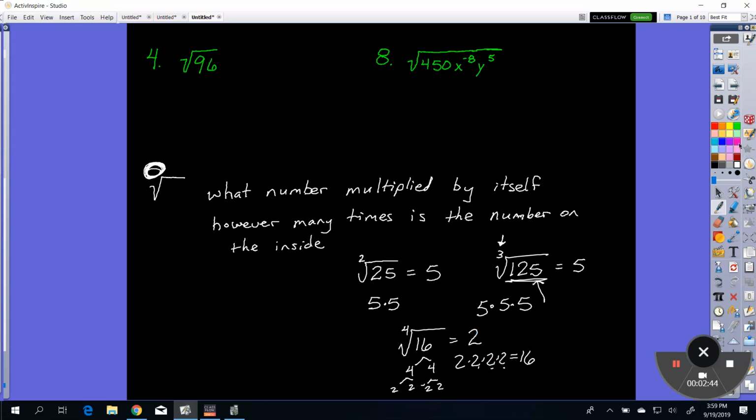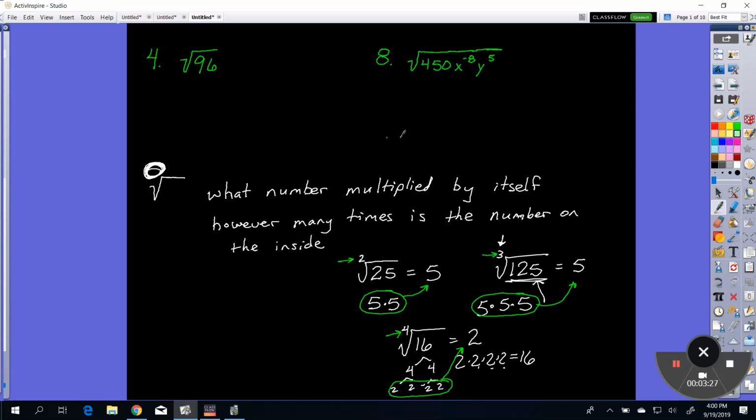So what you're really looking for are groups of size 4 in this one, groups of size 3 in this one, and groups of size 2 in this one. Whatever that group size is, if it's a 2, when you get 2 of the same thing, they come out. If it's a 3, when you get 3 of the same thing, they come out. If it's a 4, when you get 4 of the same thing, it comes out of the radical. That's what a square root, cube root, whatever the radical is, means. You're looking for that many of the same kind.